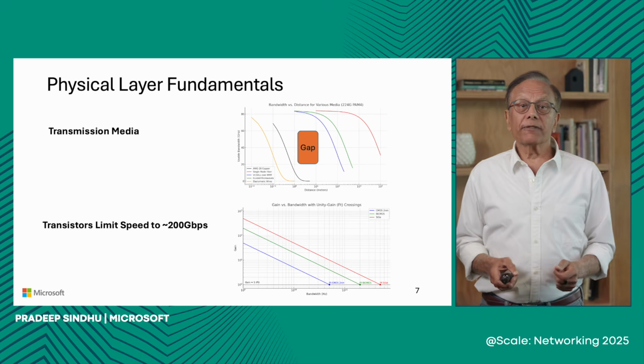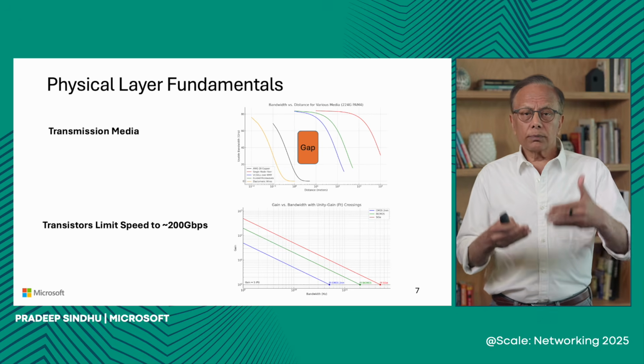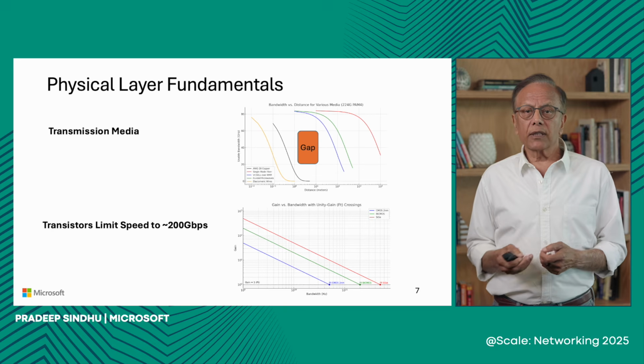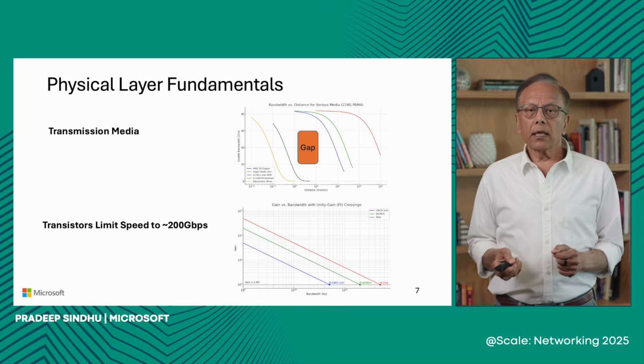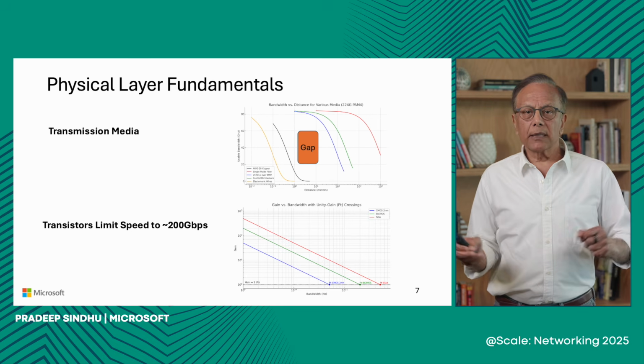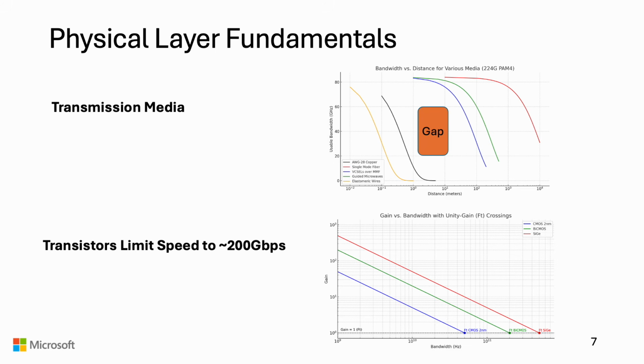Moving on to the physical layer fundamentals, there are 2 pieces which are important. One is the transmission medium, the properties of the medium. And here the bandwidth distance product of the medium plays out. As you can see, there are 5 curves here. The first 2 curves on the left represent copper. And you can see that copper's gain, the bandwidth, drops off very quickly with distance.